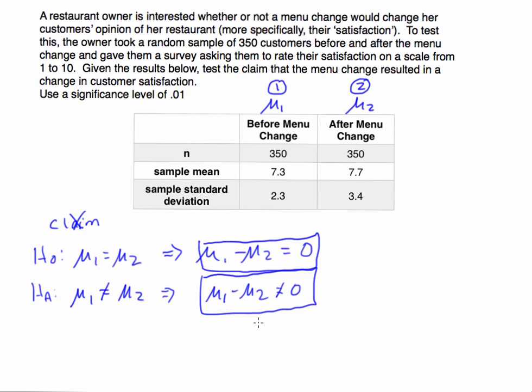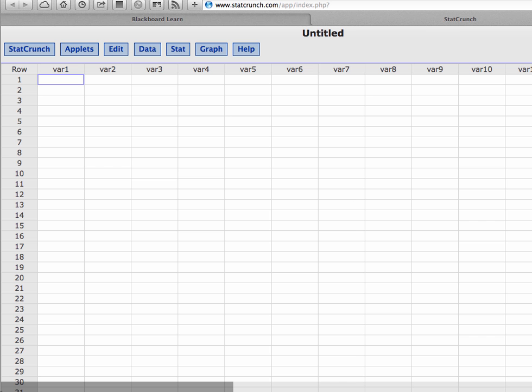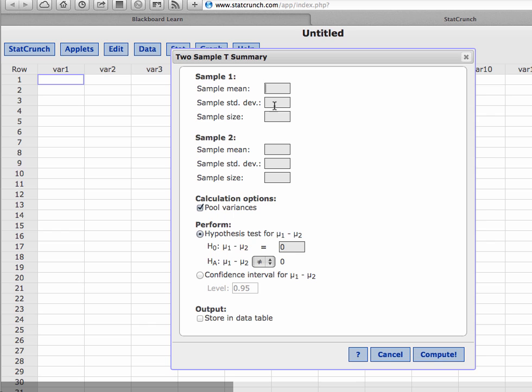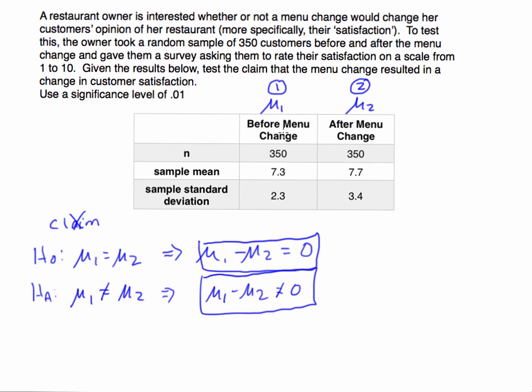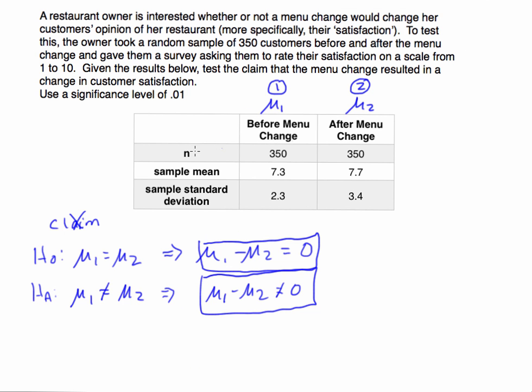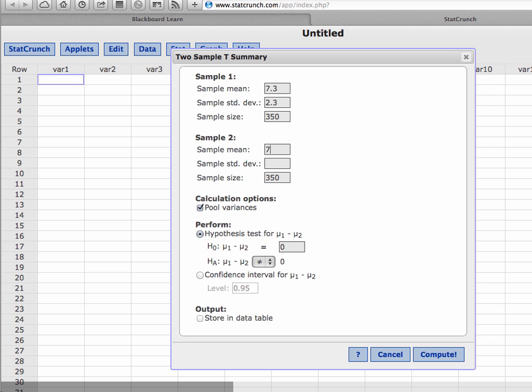We're going to put this information into StatCrunch. So when we open up StatCrunch, under Stat, T Stats, it is a two-sample summary. I know the sample size for each was 350, so I might as well get that in there. For the first sample, mu1, I had a mean of 7.3 and a standard deviation of 2.3. So that's 7.3 and 2.3. For the second sample, we had a mean of 7.7 and a standard deviation of 3.4. So 7.7 and 3.4.